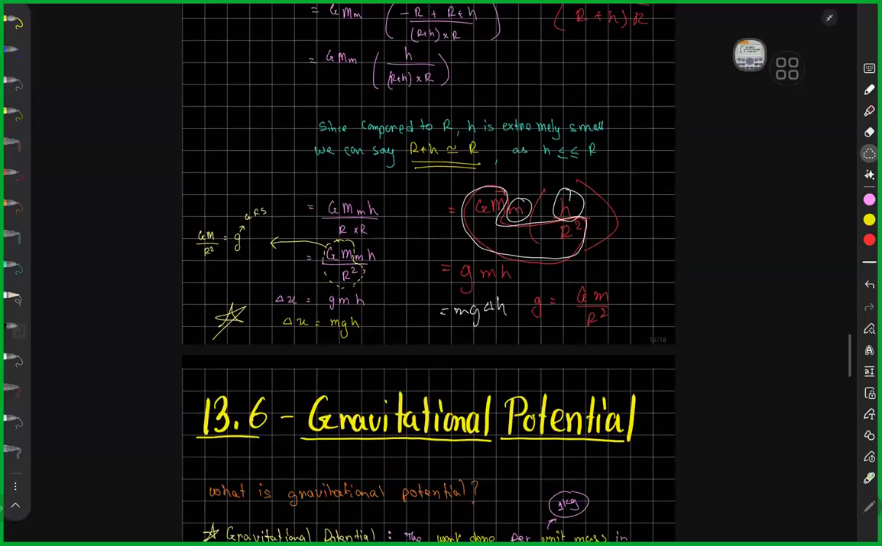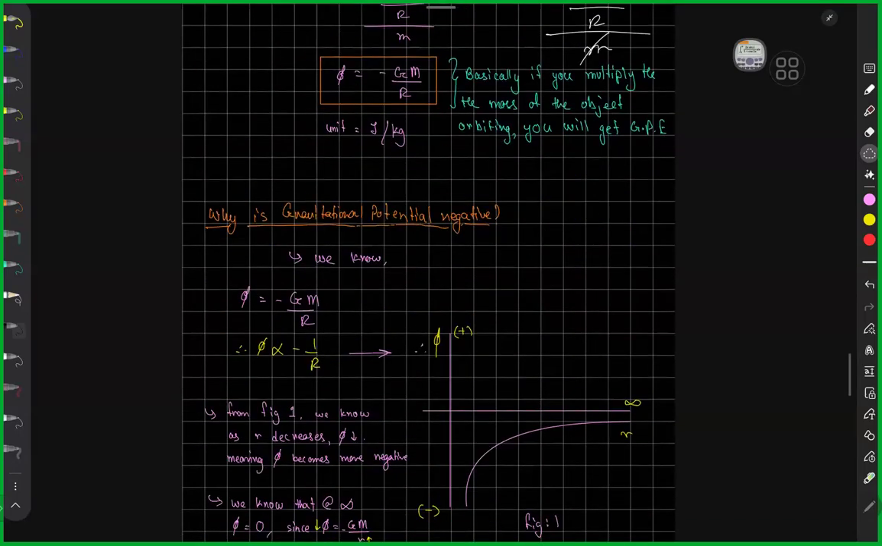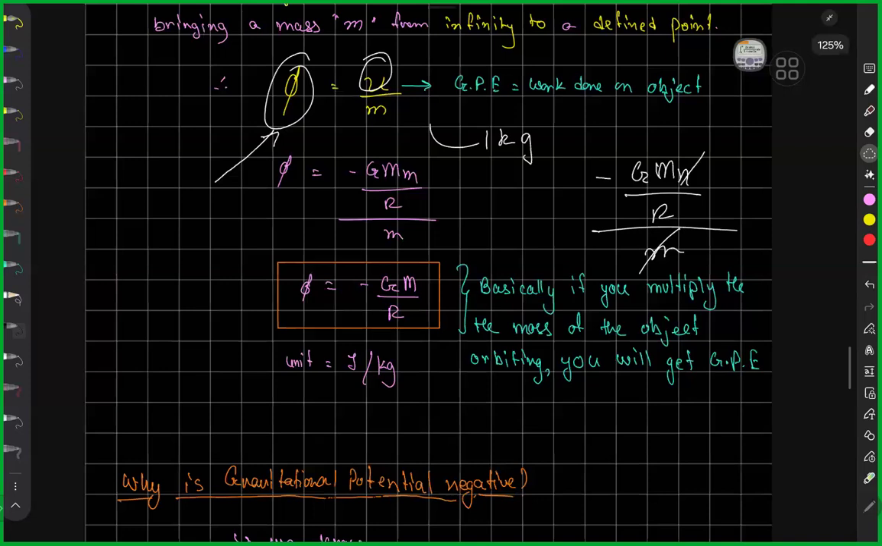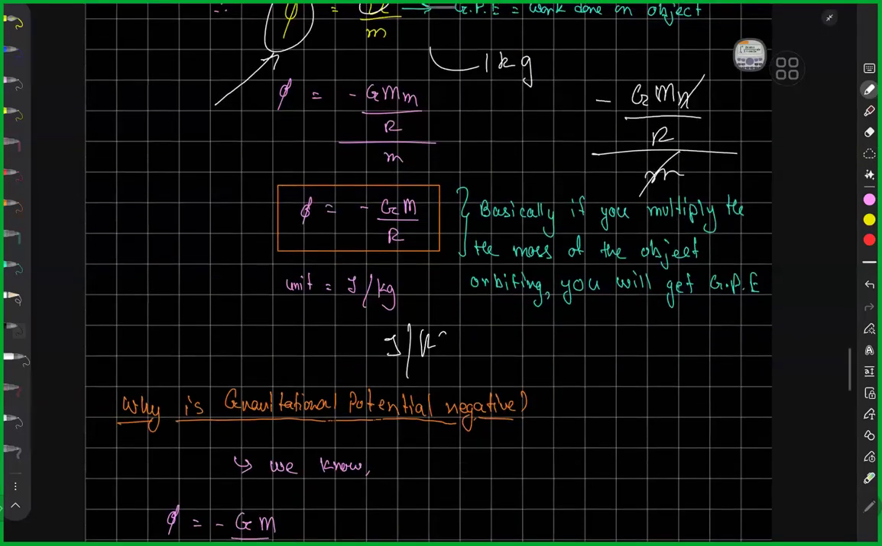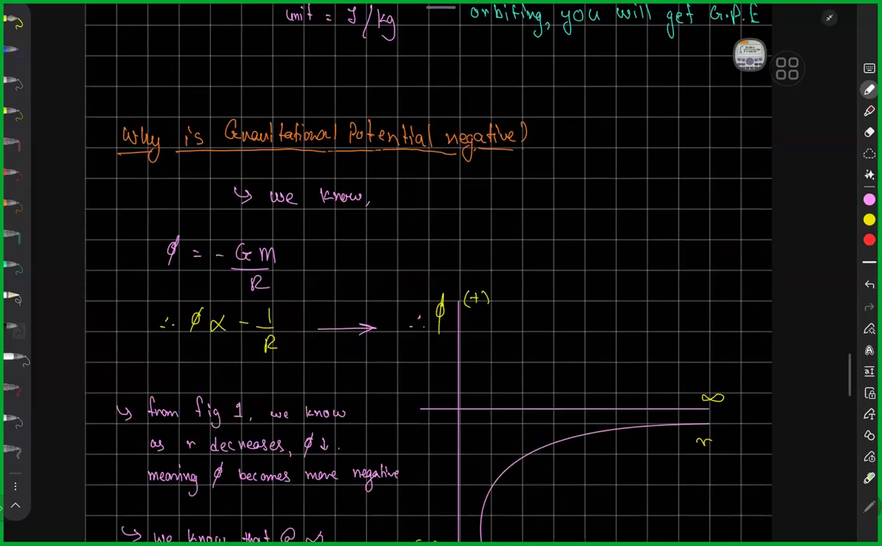The moment it is more than 1 kg, so let's say I'm talking about 5 kg, I will multiply gravitational potential with 5 kg and I get the total energy for a 5 kg object. That is pretty much it. And your gravitational potential will be written as joule per kg. Okay, joule per kg. How much energy is needed per kg of mass? That is what gravitational potential is.